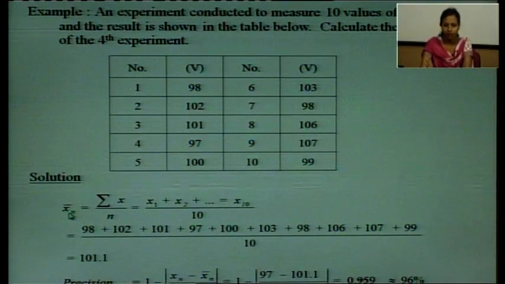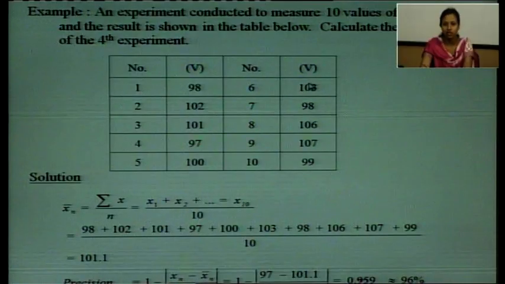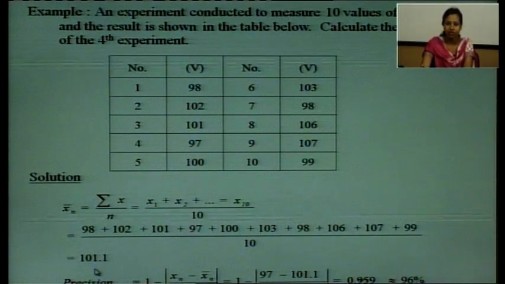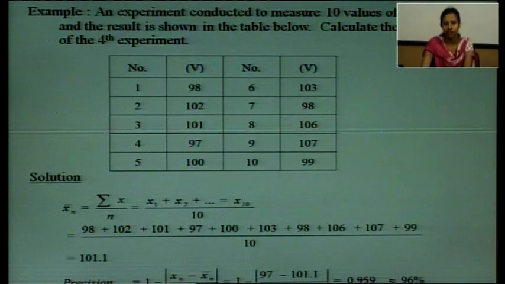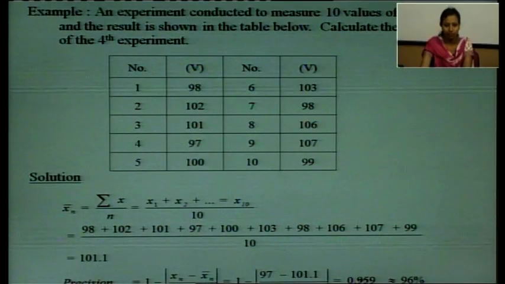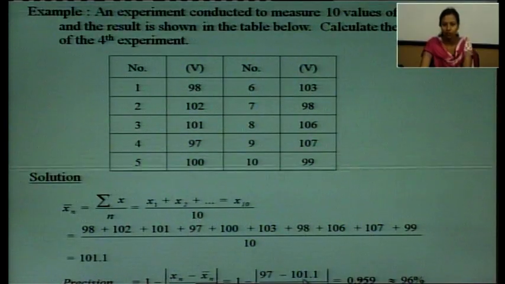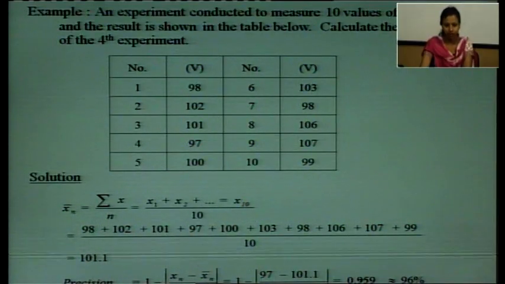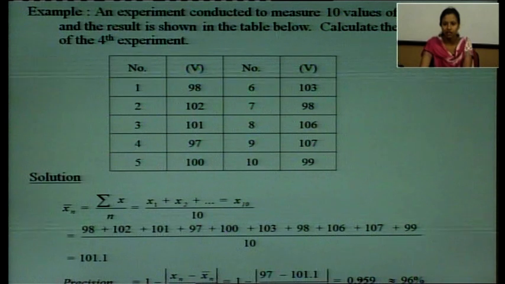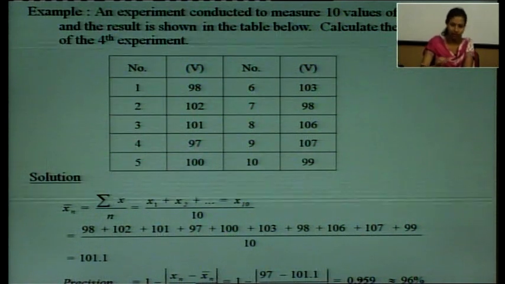I already told you that if we want to calculate the precision in any measurement, we first need to calculate the average value. The average of all these values is equal to 101.1. So this is the average value. The precision is 1 minus the relative error. The relative error is 1 minus (97, its value, minus the actual value 101.1) divided by 101.1. So its precision is approximately 96%.